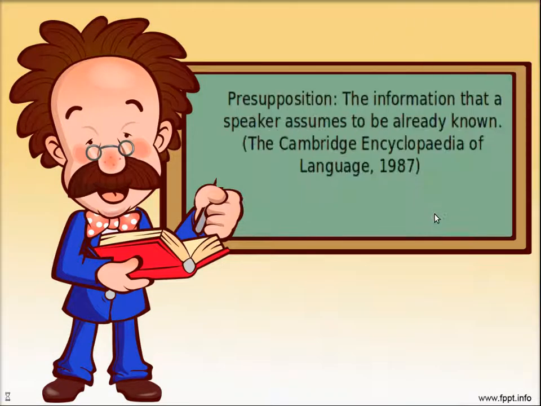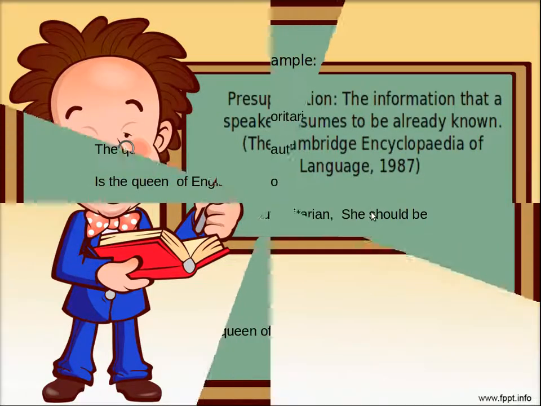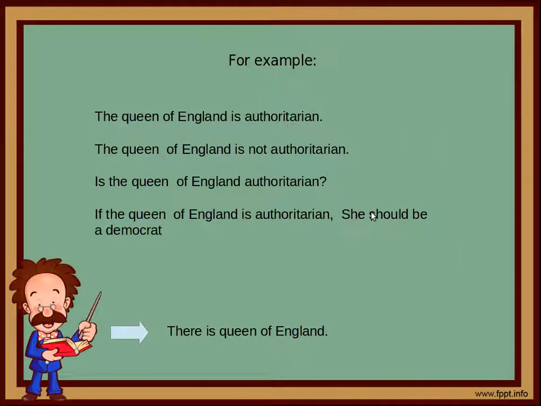Presupposition: the information that the speaker assumes to be already known, from The Cambridge Encyclopedia of Language, 1987. For example: the Queen of England is authoritarian. The Queen of England is not authoritarian. Is the Queen of England authoritarian? If the Queen of England is authoritarian, she should not be a democrat. All of these presuppose that there is a Queen of England.